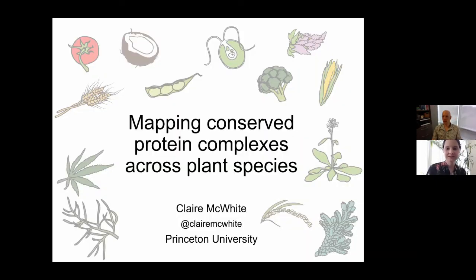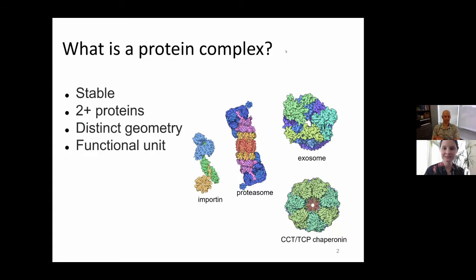Okay, so today I'm going to talk about my major PhD work, which was all done in the lab of Edward Marcotte at the University of Texas at Austin. So, mapping conserved protein complexes across plant species. First off, I'm going to define what kind of protein interaction I'm talking about. This is specifically protein complexes, which are stable sets of proteins that have some type of distinct geometry and form a functional unit. So in this case, I'm not looking for transient, kinase-type interactions or similar. This is only proteins that are stably bound together pretty much all the time.